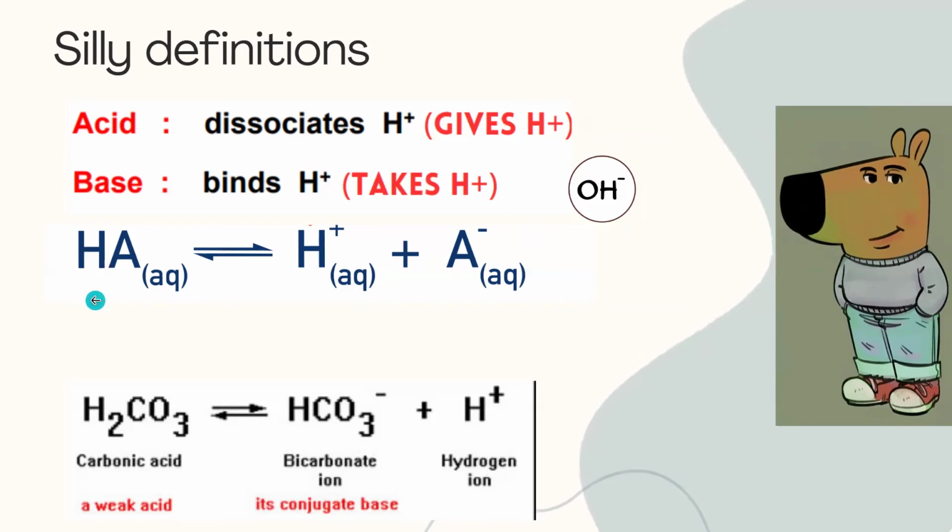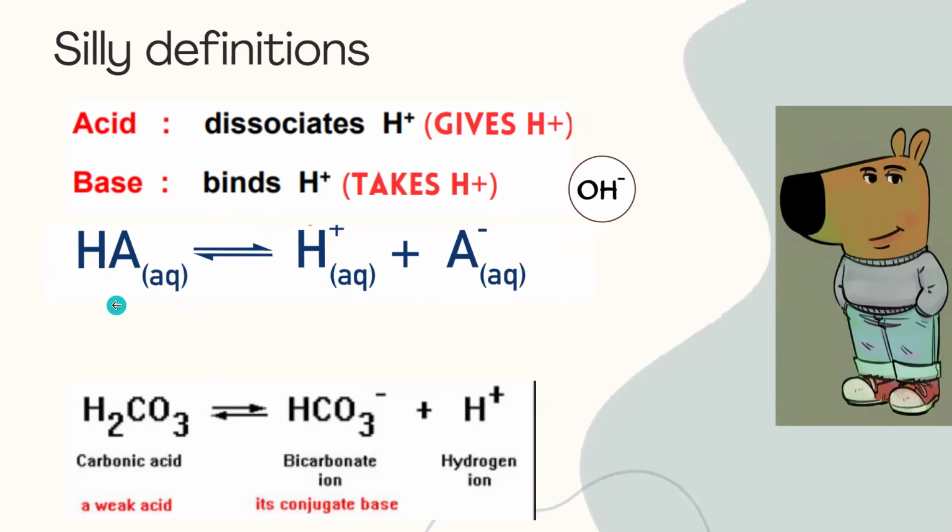And so a weak acid is actually going to give us protons and an anion or a conjugate base. And this happens in equilibrium. What do I mean by that? I mean that we have a forward reaction over here. We see that forward arrow and a backward arrow. So it's going both ways.